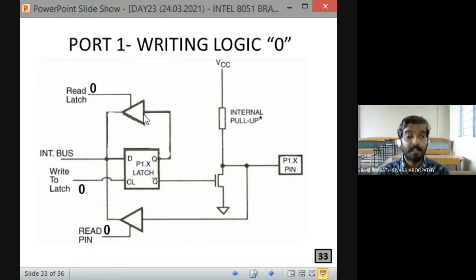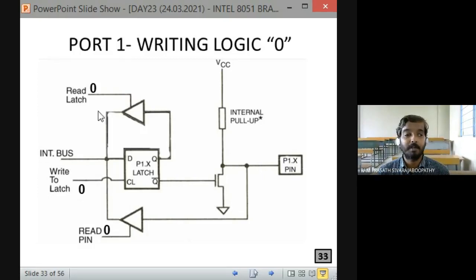When should this buffer be enabled? When I have to read back the value I wrote in the port register. So when should this buffer be enabled? Whenever I do an input or read operation, this pin enable gets activated. If I do a write operation, this clock enable gets activated. That's it. I hope it is clear. So we have three things. What are they? Write to latch, read pin, and the read latch as one more option.